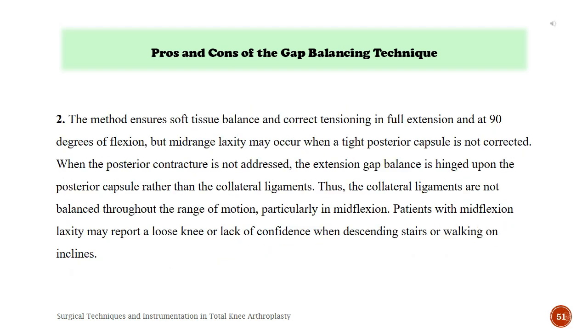Pros and cons of the gap balancing technique. 2. The method ensures soft tissue balance and correct tensioning in full extension and at 90 degrees of flexion, but mid-range laxity may occur when a tight posterior capsule is not corrected. When the posterior contracture is not addressed, the extension gap balance is hinged upon the posterior capsule rather than the collateral ligaments. Thus, the collateral ligaments are not balanced throughout the range of motion, particularly in mid-flexion. Patients with mid-flexion laxity may report a loose knee or lack of confidence when descending stairs or walking on inclines.